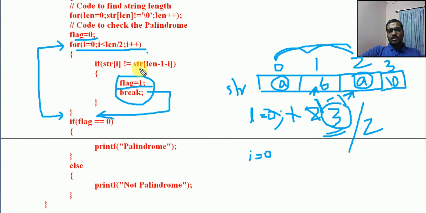If it is true, if they are not equal, then only it will convert that flag into 1. Otherwise, it will go for the next iteration. For I, I will be incremented by 1. Is 1 less than length by 2, which is 1? 1 less than 1 is false. Okay, it will exit.